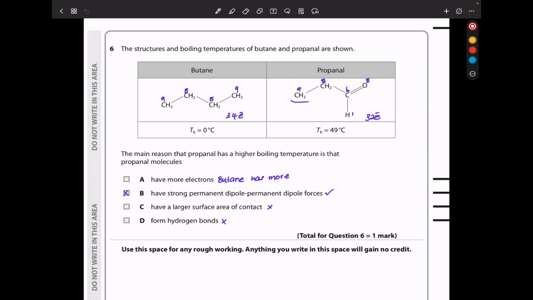So the only difference is because one has permanent dipoles. We can see the carbon and oxygen bond. This is partially positive, that's partially negative. It has permanent dipoles between the molecules, and that's why it's going to have a higher boiling point in comparison to this.